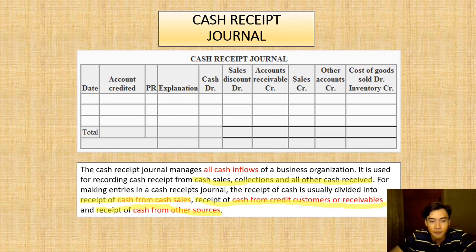Okay, we look at what is in the cash receipt journal. We can see here there is date, and then we can see here account credited, and then PR. What is PR actually? It's a post reference, and then explanation, cash debit. These are all the accounts involved in the entries that need to be recorded in this journal. Okay, we go to the next slide.